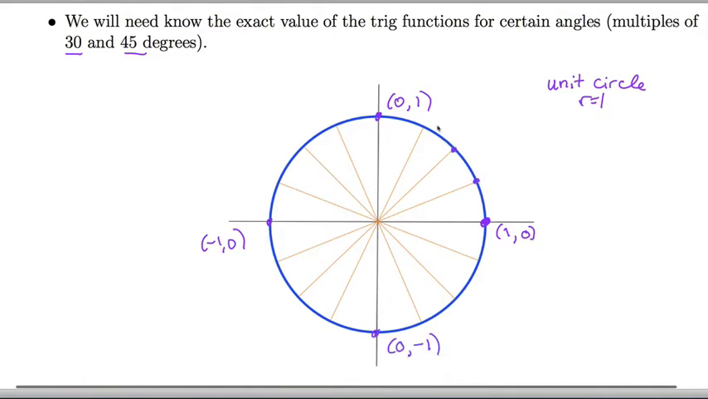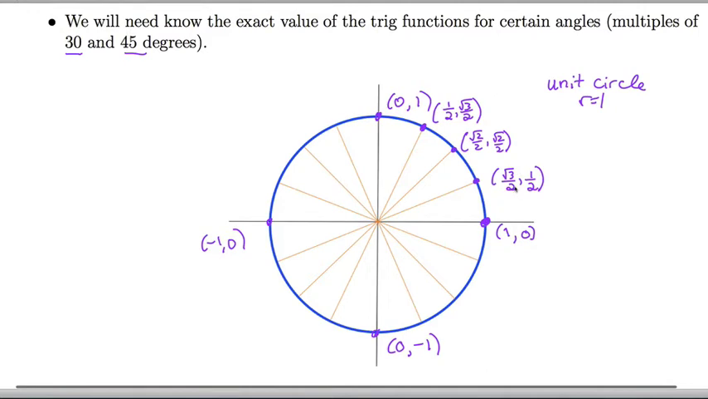I suggest that you remember these 3 points here. I'm going to tell you what they are. This one here is root 3 divided by 2, comma, 1/2. This one is root 2 over 2, comma, root 2 over 2. And this one is the switch of 30 degrees. It's 1/2 and root 3 over 2. So I suggest you remember those 3.